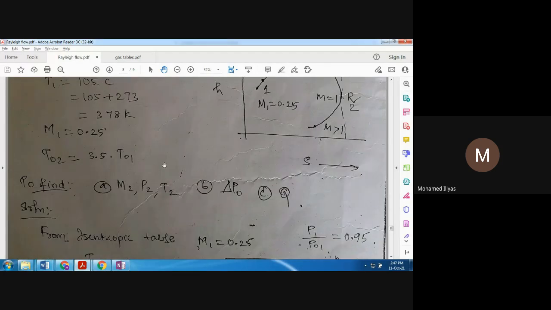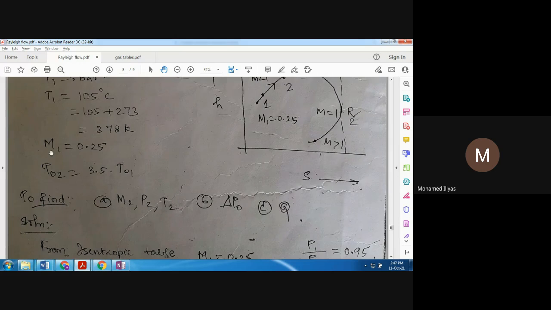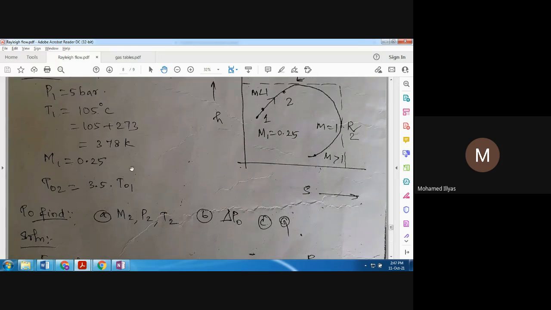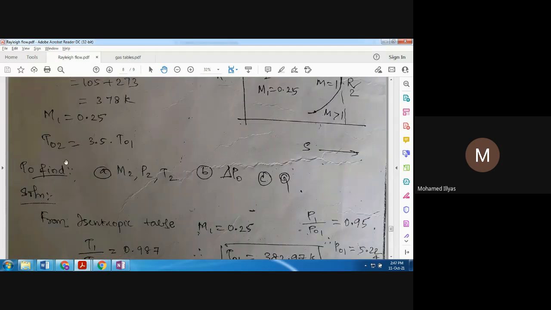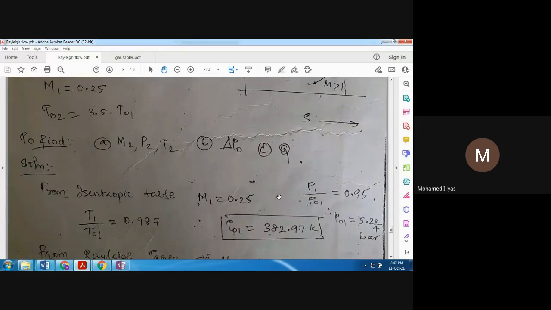So what we'll do, first we'll use our M1. This M1 can be used for both the Rayleigh flow table as well as the isentropic table. So we need to have exit properties. What we are going to do is use this M1. We can take T by T0, that is T1 by T01, from our isentropic table. So we are going to find out T01 from this. Then T01 can be substituted, we'll get T02, which is another exit parameter. With that we can get the other exit properties, and that way only we are going to do it.